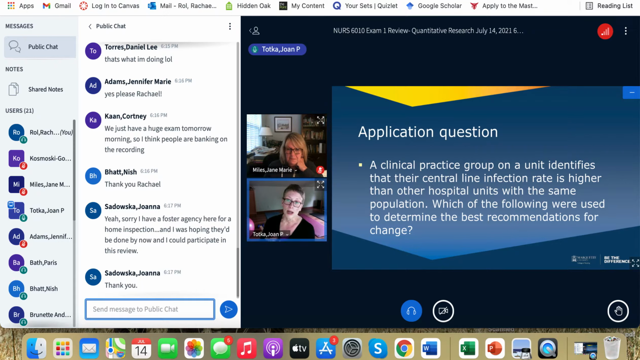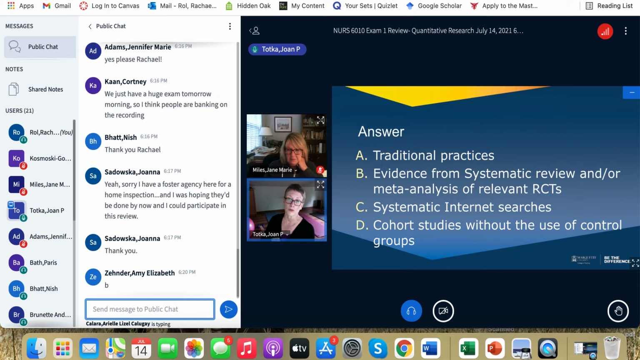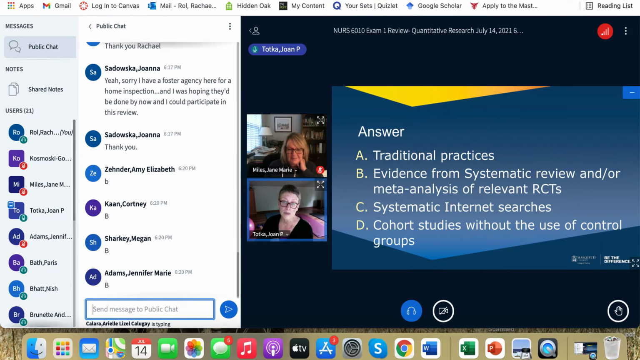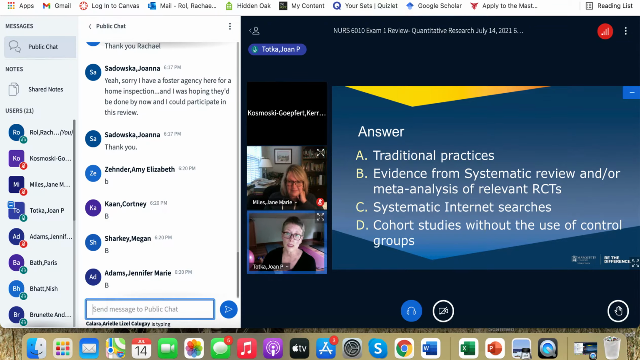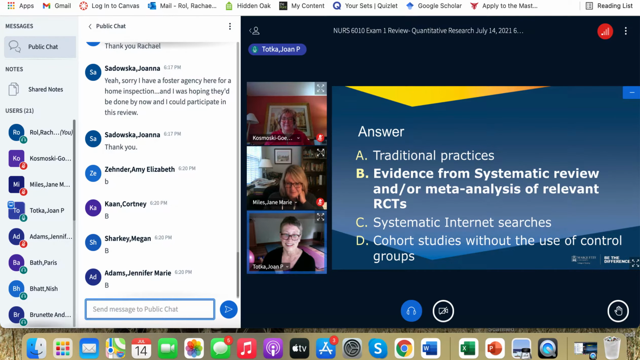Application question. A clinical practice identifies that their central line infection rate is higher than other units with the same population. Which of the following would be used to determine the best recommendations for change? A, traditional practices; B, evidence from a systematic review and/or meta-analysis of relevant RCTs; or C, cohort studies without the use of a control group? And B. Look at that, I'm on B again. Yes.